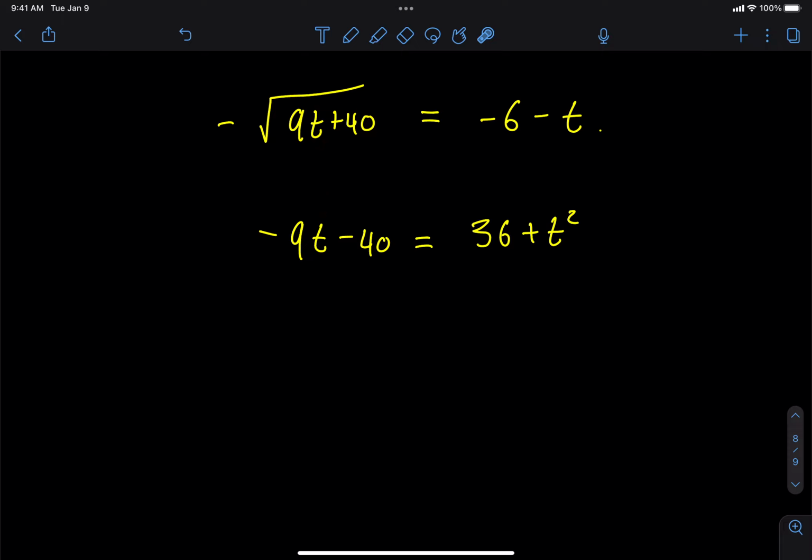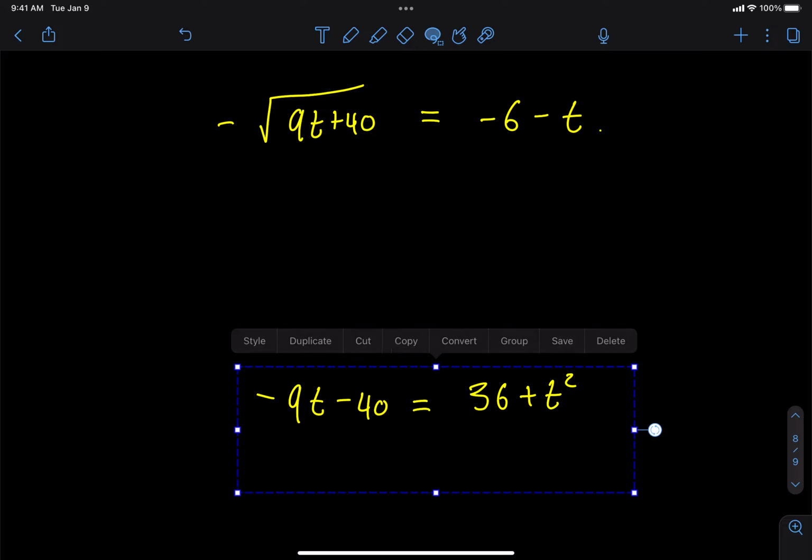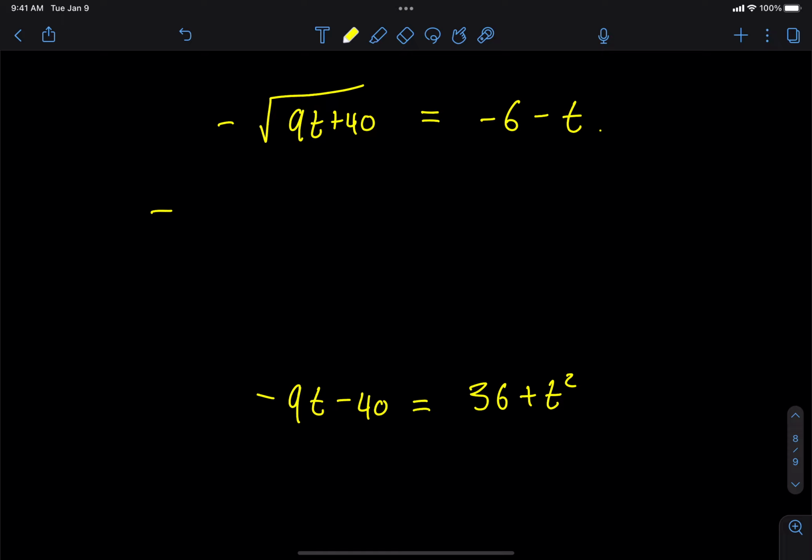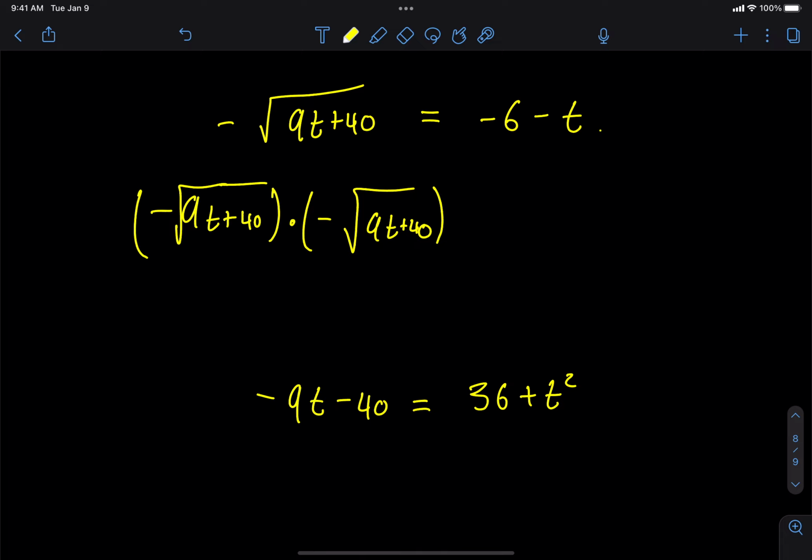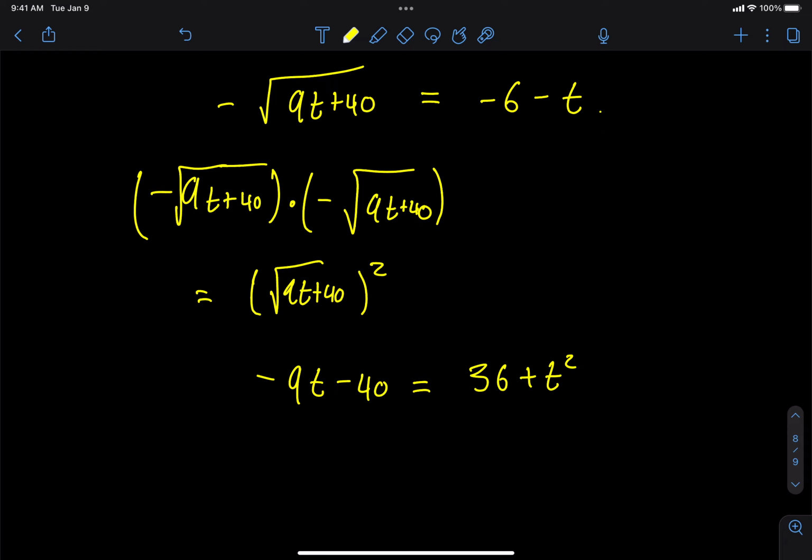Parentheses, the negative on the left. Yeah, I think it will help if you write some extra steps in between. If I write negative square root of 9t plus 40 times negative square root of 9t plus 40, then what do I get? The negatives cancel one another. And I'm left with the square root of 9t plus 40 all squared.